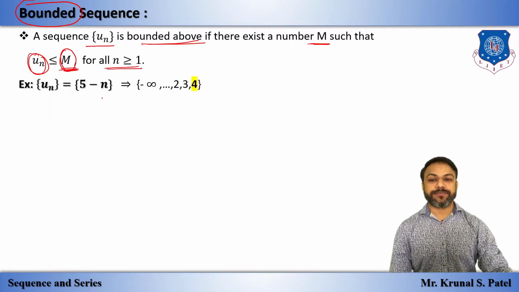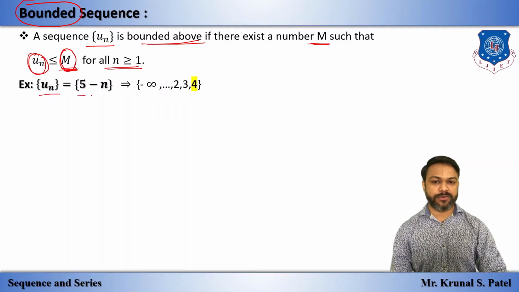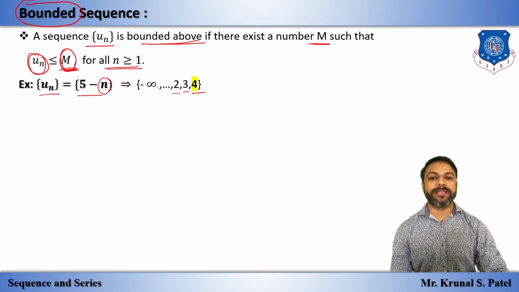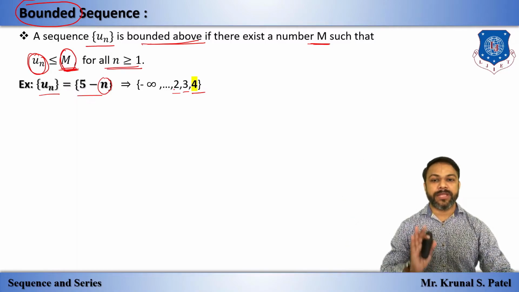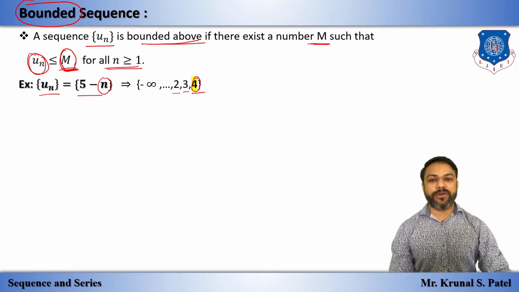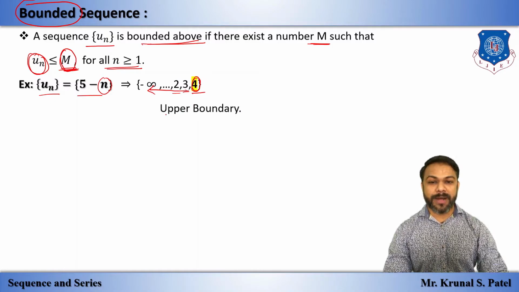Okay, and we have this example, un is equal to 5 minus n. If we start from 1, putting n equal to 1, 5 minus 1 gives 4, 5 minus 2 is 3, 5 minus 3 is 2, 5 minus 4 is 1, 5 minus 5 is 0, 5 minus 6 is minus 1, minus 2, minus 3, and so on to minus infinity. Here the maximum value is M, and all the remaining terms are less than this 4. So this is our upper boundary.